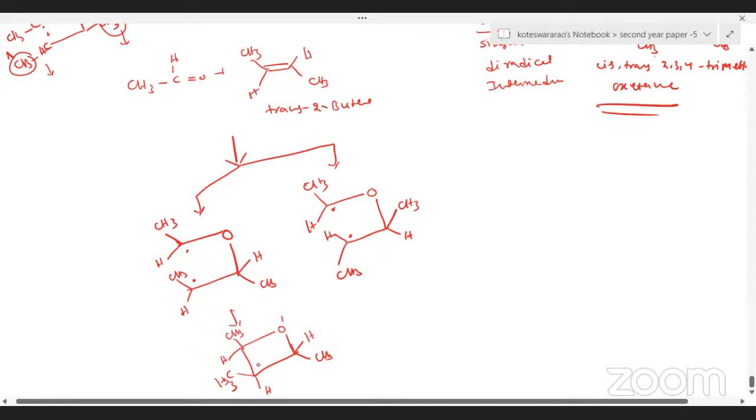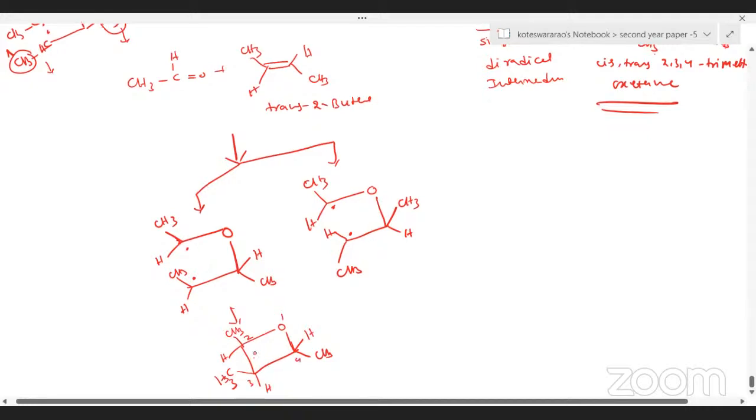When you come to 1, 2, 3, 4, both are on the same side, so trans. Both are on the same side, trans. Both are on the same side: this is cis. Both of them are on opposite sides, therefore this is trans. Now cis, trans, 2, 3, 4-trimethyl oxetane. You can simply call it oxetane.